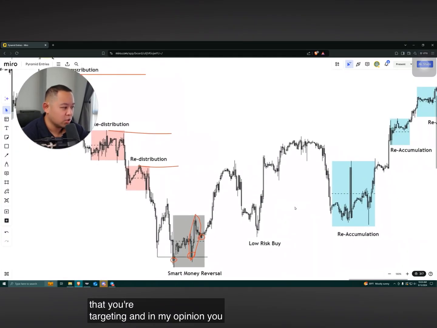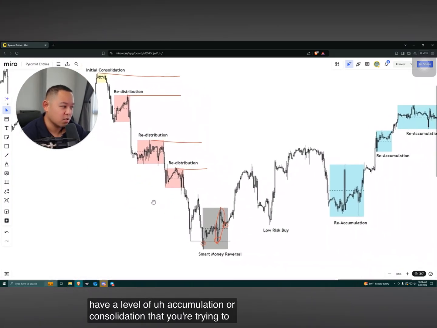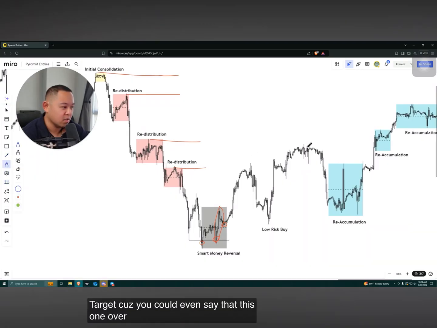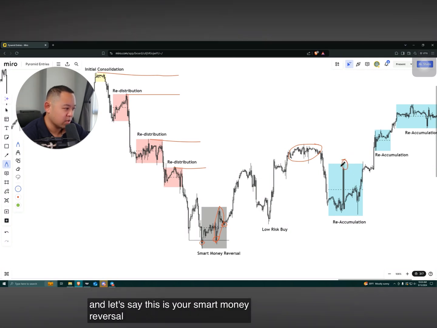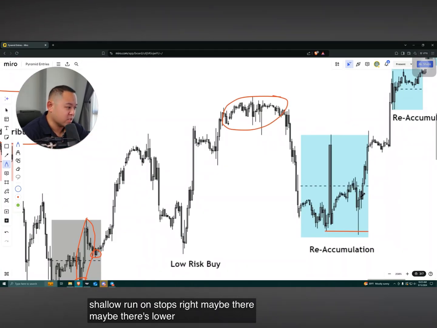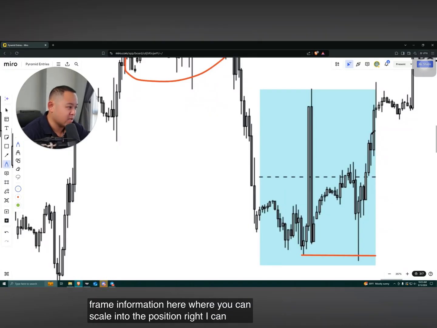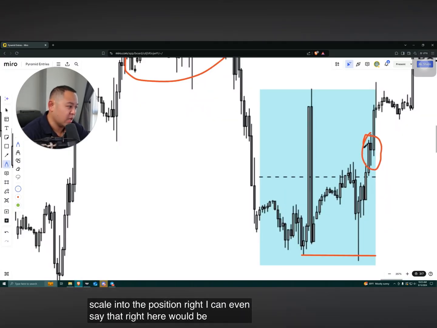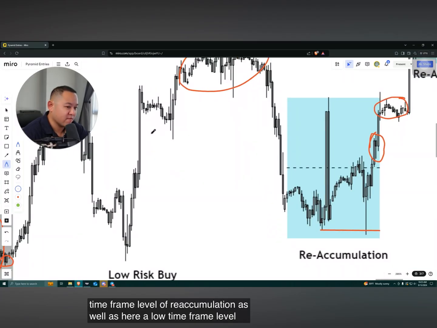And in my opinion, you should have a level of accumulation or consolidation that you're trying to target. Because you could even say that this one over here is your initial consolidation that you want to target. And let's say this is your smart money reversal here. This massive run here is your smart money reversal, and then this was just a shallow run on stops, right? Maybe there's lower time frame information here where you can scale into the position, right? I can even say that right here would be a lower time frame level of reaccumulation, as well as here a low time frame level of reaccumulation.